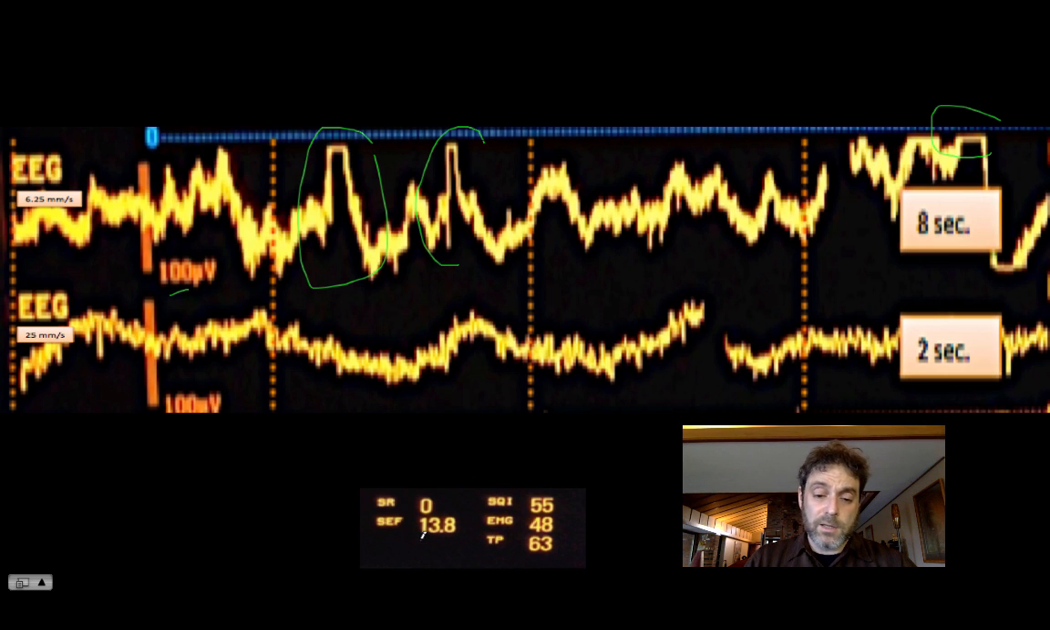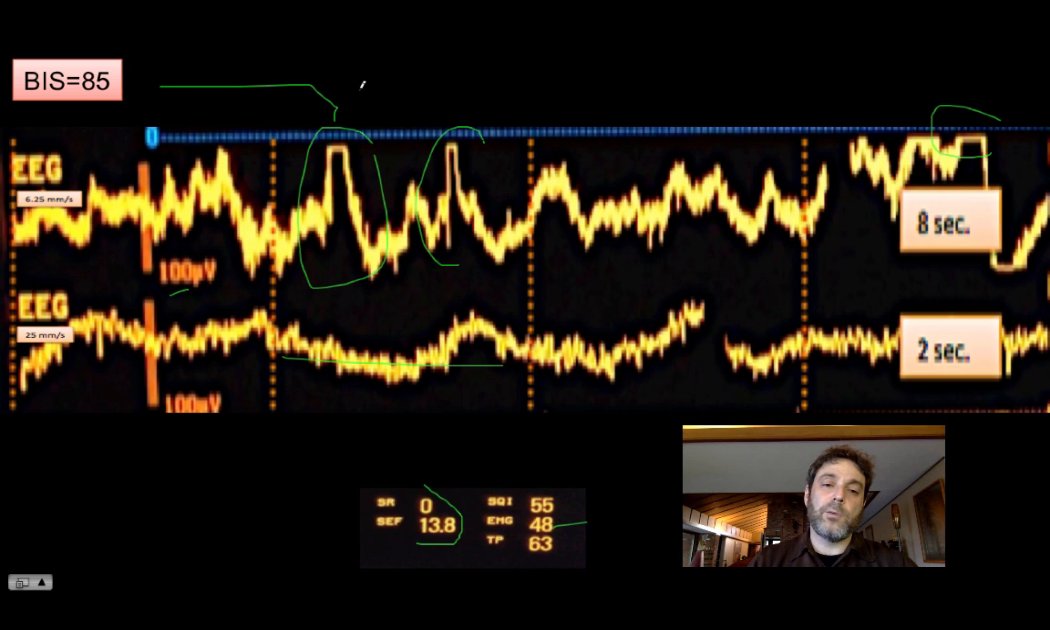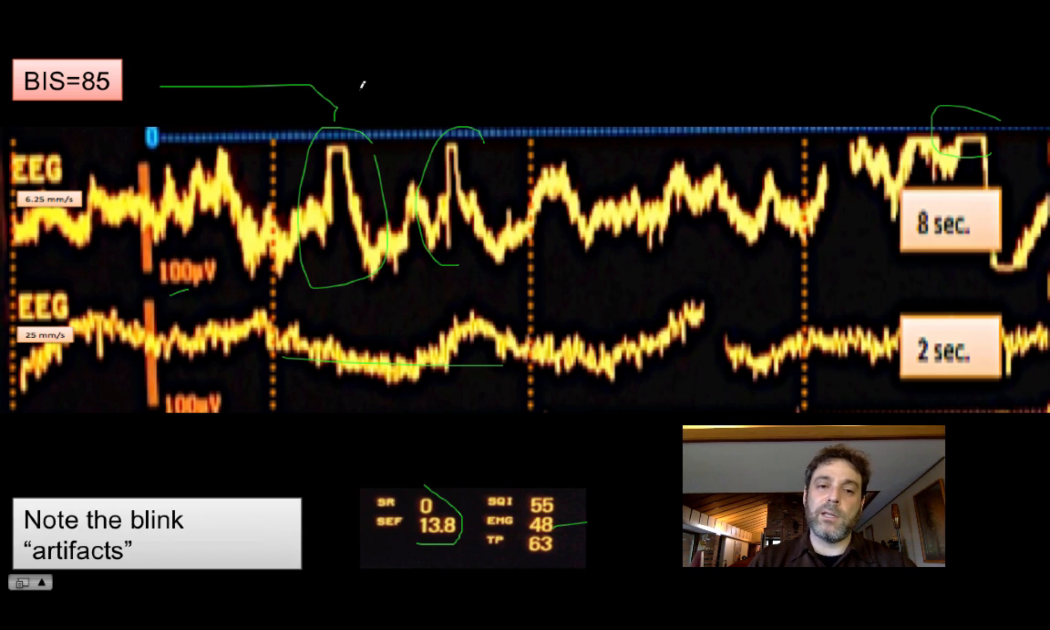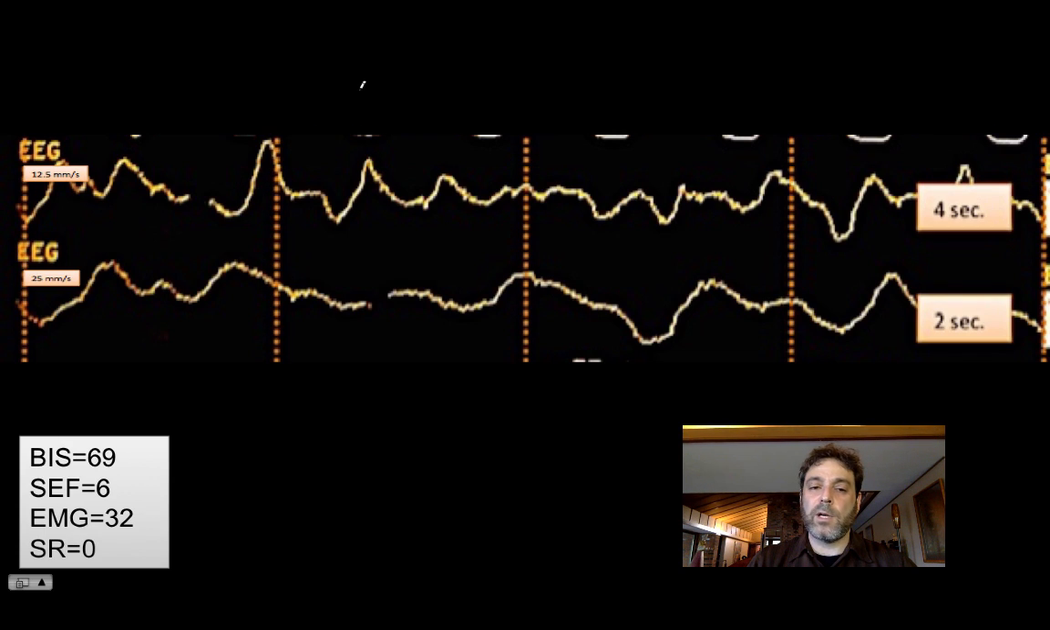The spectral edge frequency is discordant. That's not true. I'm sure that the spectral edge should be reading in the 20s. The EMG is high in 48 decibels, again suggesting muscle activity, and the BIS is reading 85, which is concordant with the impression we had from looking at the EEG and the blink artifacts, whereas I mentioned this is an awake person. This one is an interesting one.